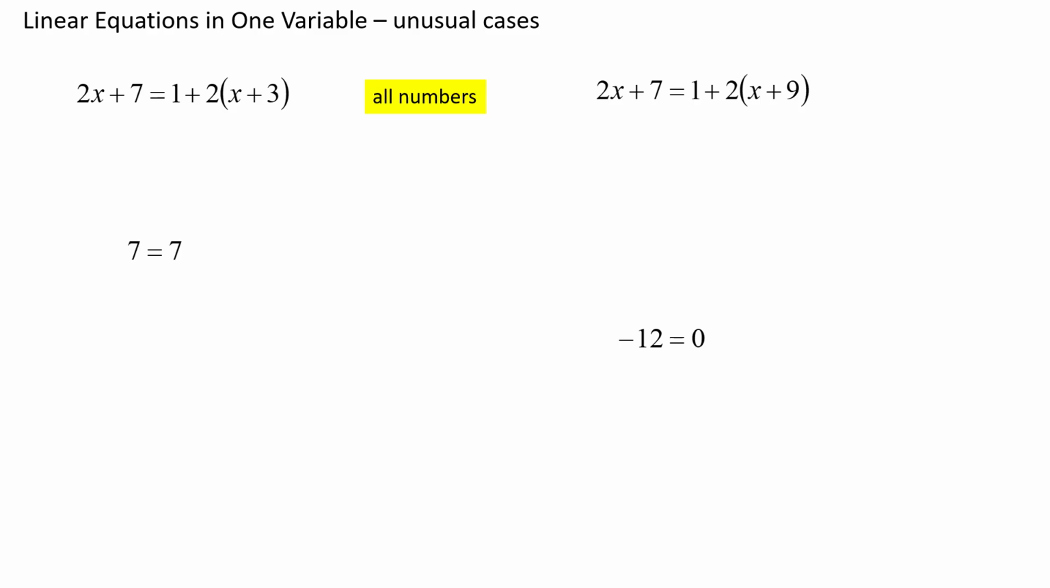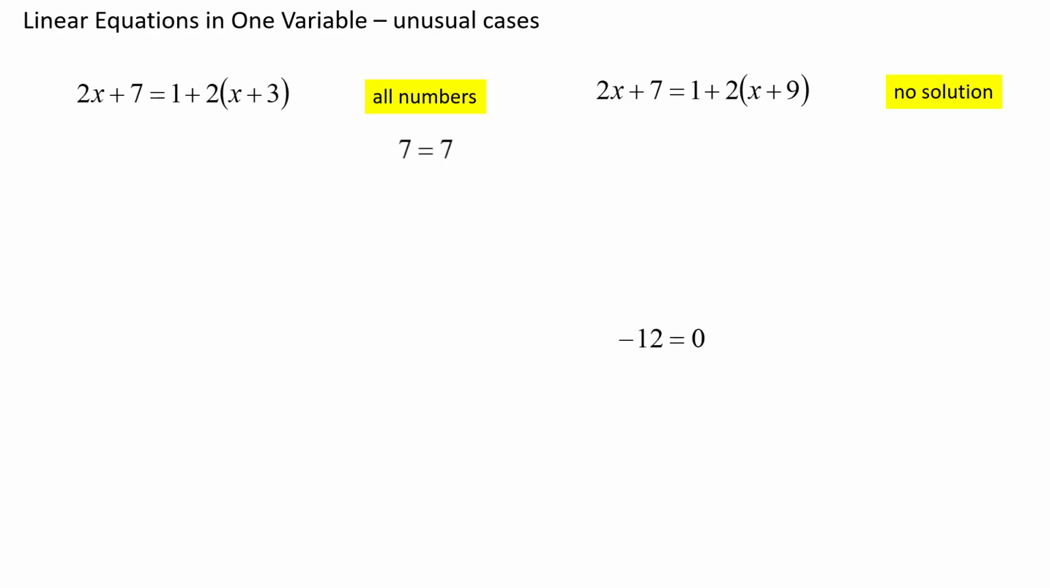You're going to have all numbers as your solution, meaning literally any value of x will be a solution to this problem if you get what's called an identity. 7 always equals 7. That's always a true statement, and therefore x can be any number.